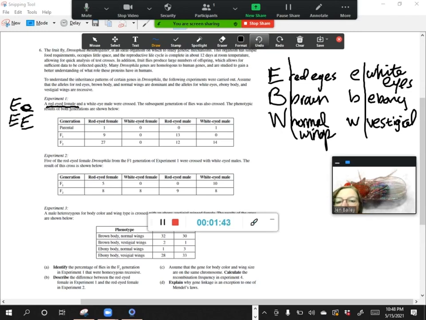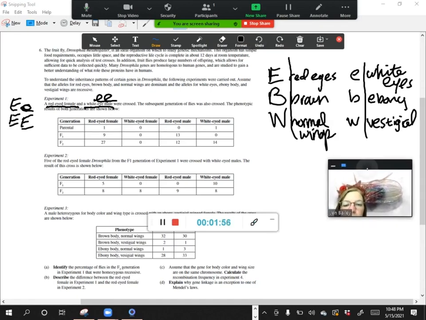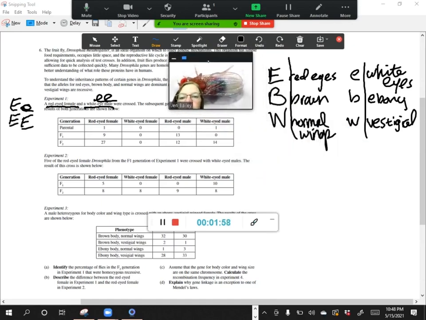A white-eyed male, what's that going to be? little e little e. Okay, so they were crossed. The subsequent generation of flies was also crossed. The phenotypic results of both generations are shown below. Okay, so we could pause and do that little cross really quick. It wouldn't be that difficult, but we have to do 2, right? So let's just kind of make a note. All right, so there's our female and there's our male. Okay, so we might end up doing that for experiment 1.